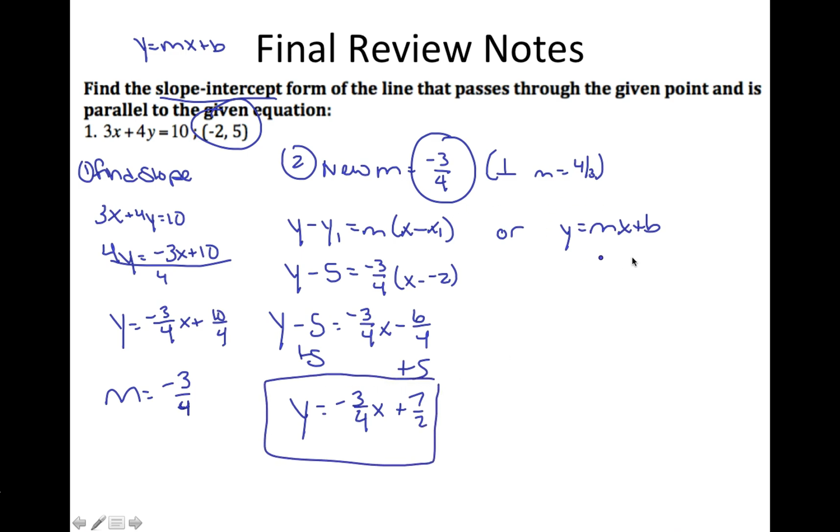If you use slope-intercept form, your y value is 5, your slope is negative 3/4, your x value is negative 2, plus b, so you get 5 is equal to 6/4 plus b. So if you subtract 6/4, you'll get b to be 7/2, then you just have to put it back into the equation form. So it doesn't really matter which one you start with as long as you end up with that one. So next problem, number 2, wants you to solve.